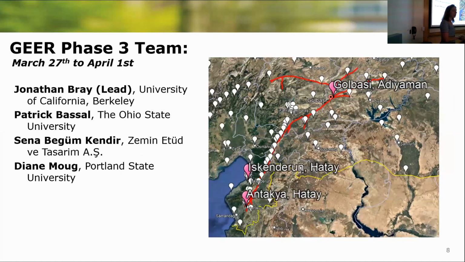The team that I was a part of, we were on the ground from March 27th to April 1st. We were a small team, 4 of us, with researchers from University of California, Berkeley, Ohio State University, myself, and then Sena, who was our Turkish host, who did the most work out of any of us. You can see we were there fairly far after the earthquake, so we didn't get to see a lot of observations of ejecta or things that may erode over time, but we were still able to observe buildings and learn from previous researchers where the liquefaction had occurred and where we should go.